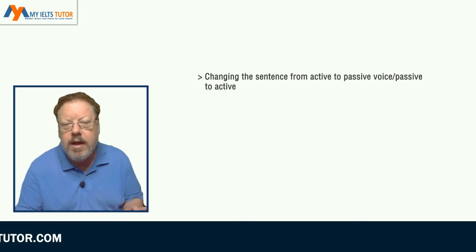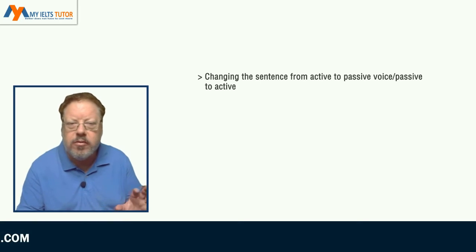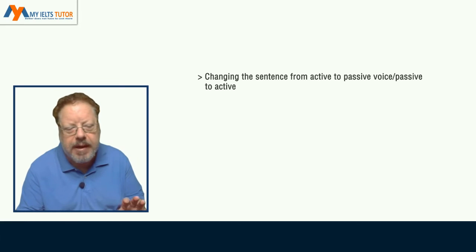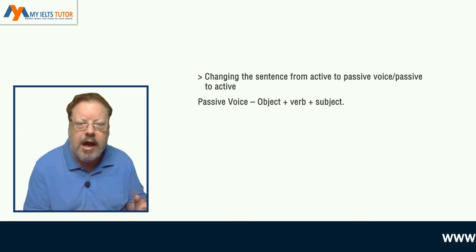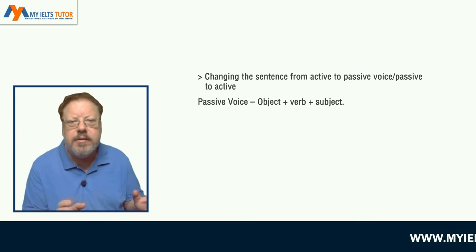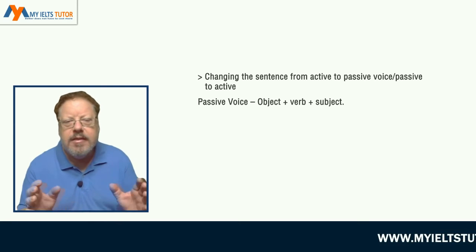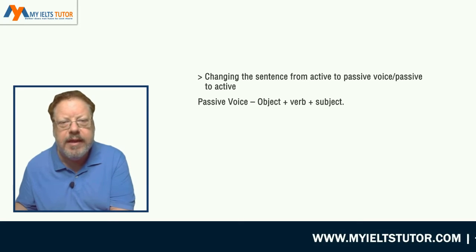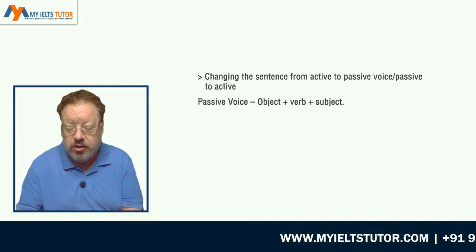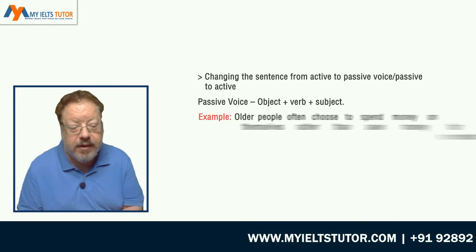Now, what is passive voice? I'm not going to go into it too much, but just to recap, passive voice starts with the object, the person or thing that's receiving the action, then the verb, and then the subject, the person or thing that is doing the action. Okay? So we have here an example.